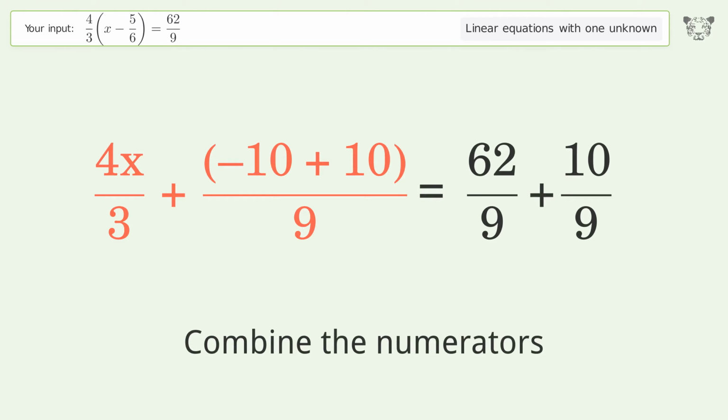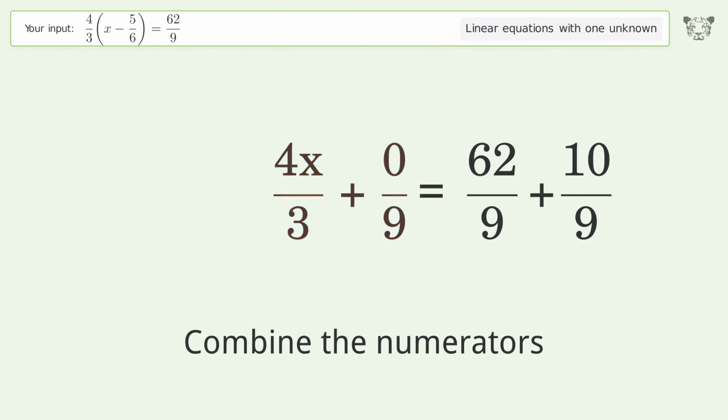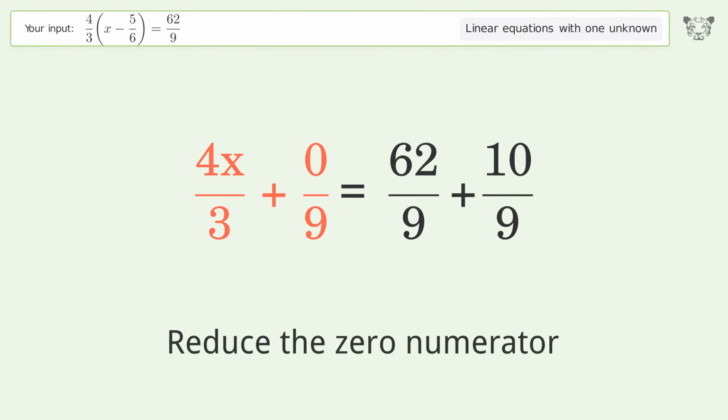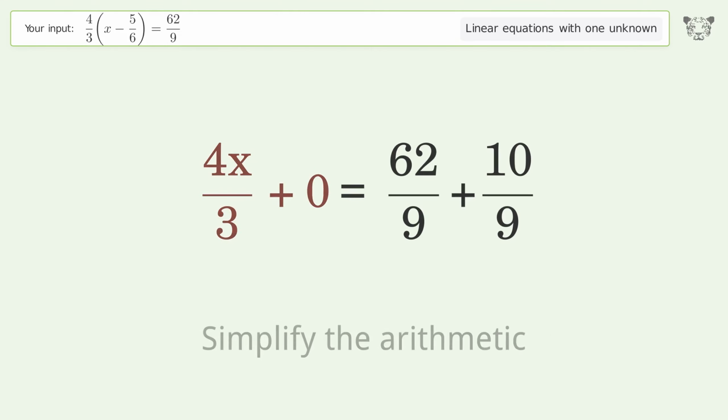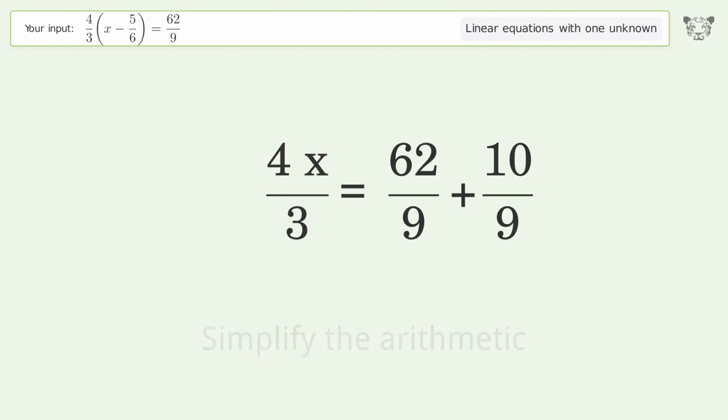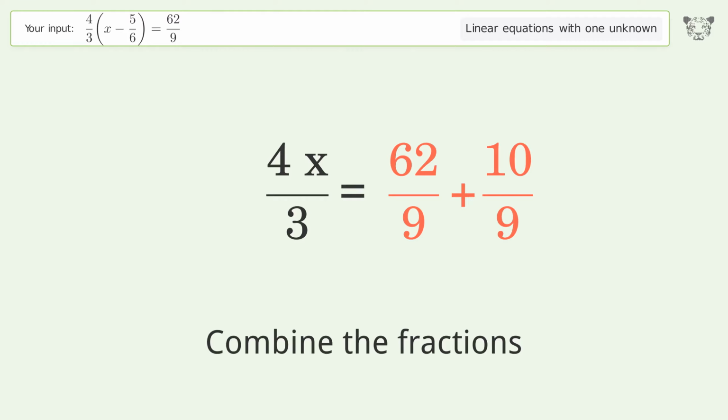Combine the numerators. Reduce the zero numerator. Simplify the arithmetic. Combine the fractions.